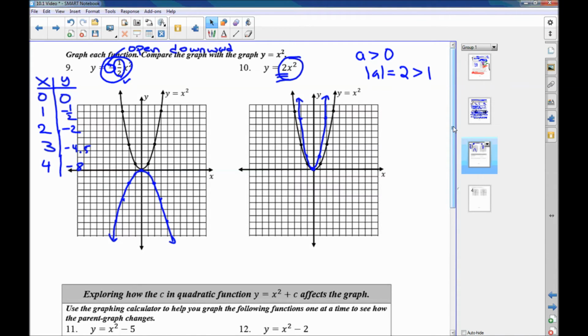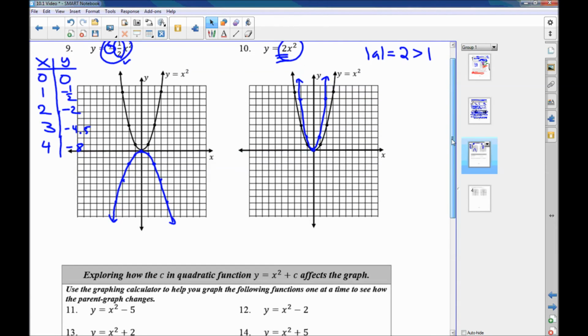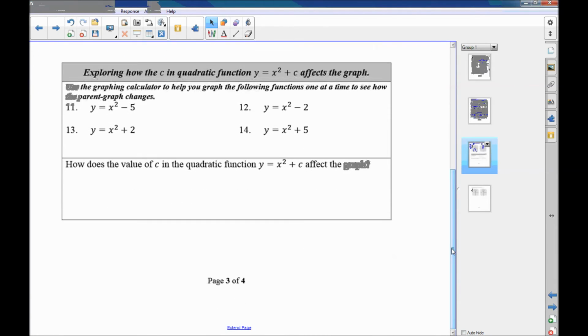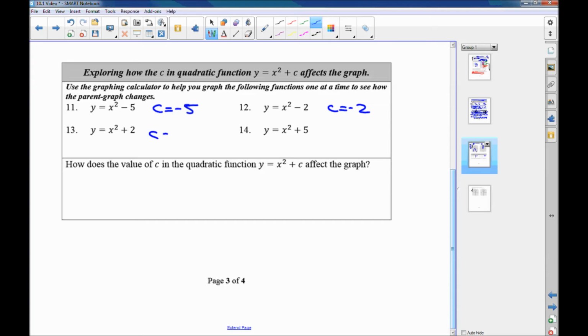For our last part here, now that we figured out what a does to the graph, we want to examine what the c does. So this says explore how the c in the quadratic function y equals x squared plus c affects the graph. So the c is the part that's added onto the end, the constant term. So in number 11, the c is -5. In number 12, the c is -2. In number 13, the c is +2. And in 14, the c is +5. So we want to see, as I change c, how does the graph change? So let's take a look with our graphing calculator again and see what's changing.